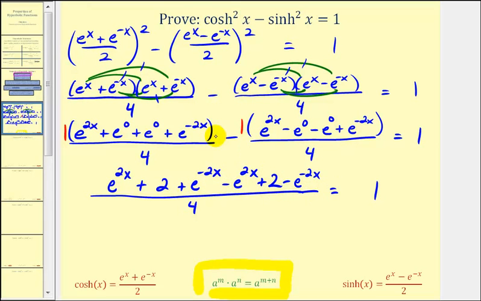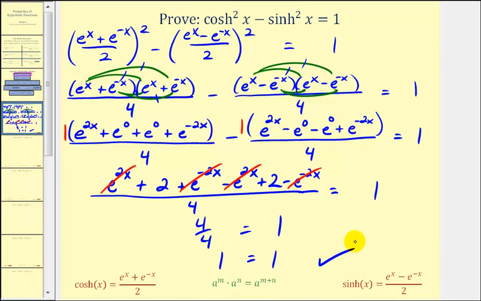Some of these terms are opposites. E to the power of 2x minus e to the power of 2x would be 0, and so would e to the negative 2x minus e to the negative 2x. So we have 2 plus 2, which is 4. So we have 4 over 4 equals 1. Therefore, we have our proof.